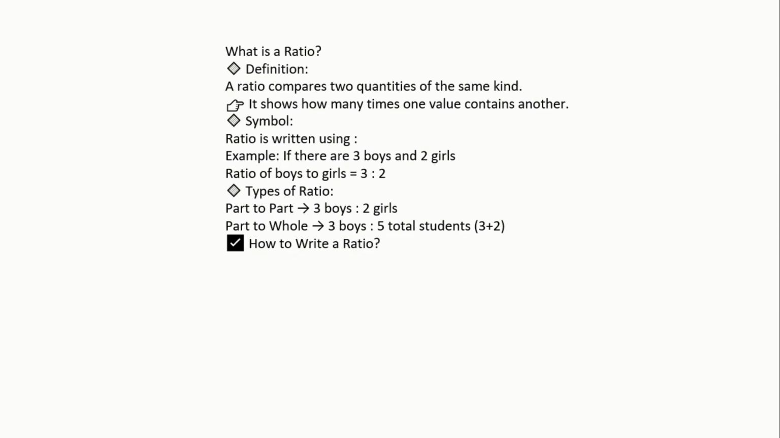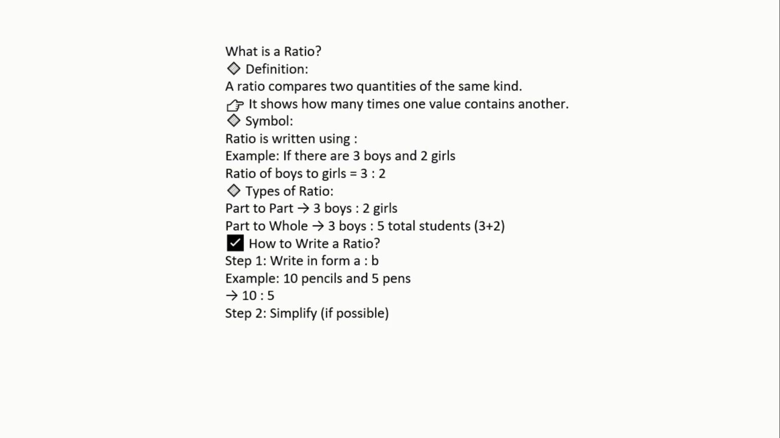Now, how to write a ratio? Step 1: write in the form of A is to B. Example: 10 pencils, 5 pens. So 10:5. We can cancel, since 5 ones are 5 and 5 twos are 10. If we can simplify, we should simplify. So here we can simplify, and that is 2:1.